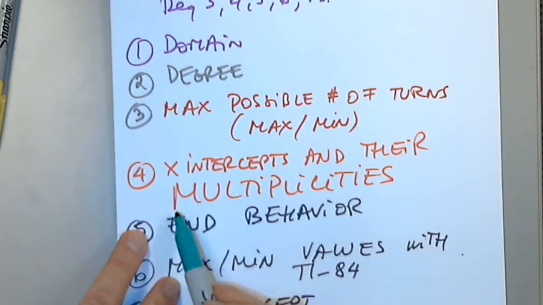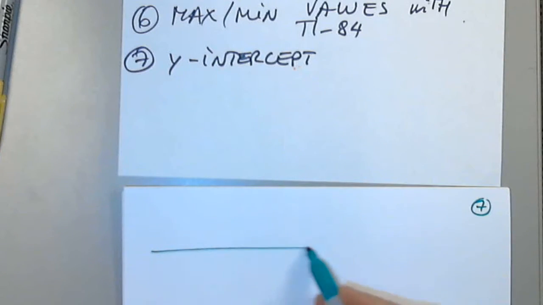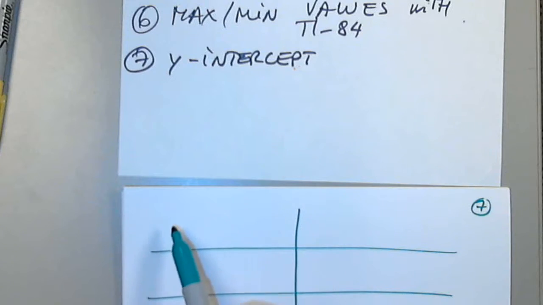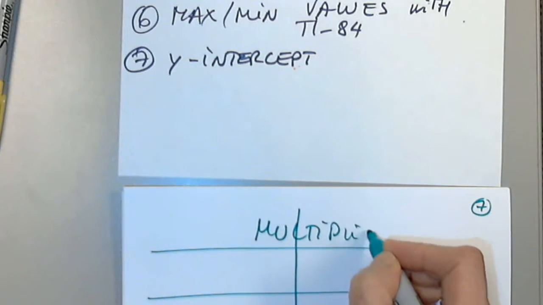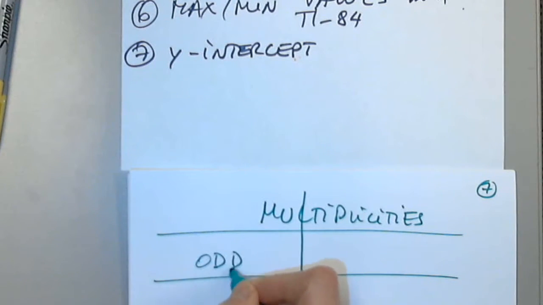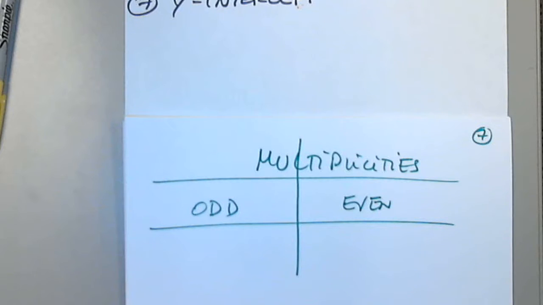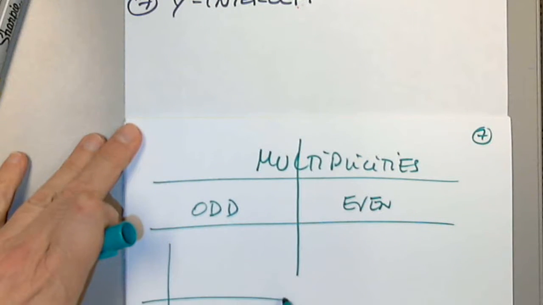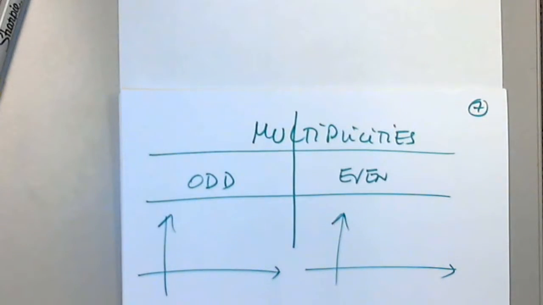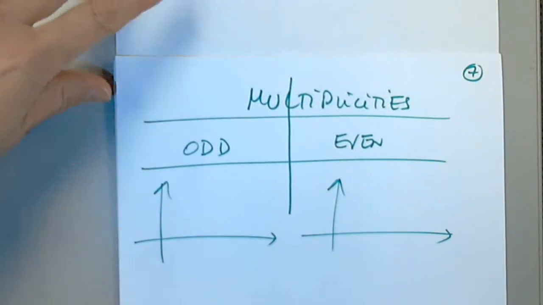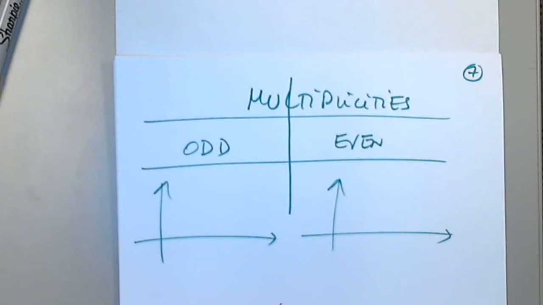Okay, so I'm here now with the x-intercepts and their multiplicities. Multiplicities: odd, not odd function, and even. Even appearances. For example, let's look at this example for a second: x times (x plus 1) squared times (x minus 3) to the third equals 0.